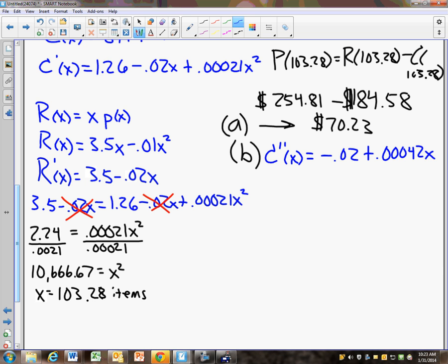Set it equals 0, so you would have positive 0.02 is equal to 0.00042 x. Divide both sides by 0.00042, and we get x is equal to 47.63. Okay?